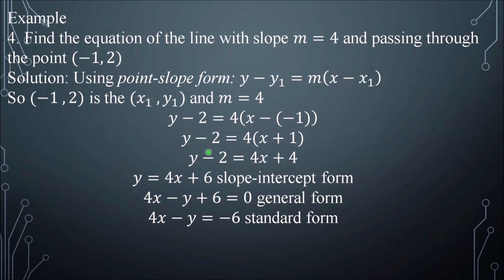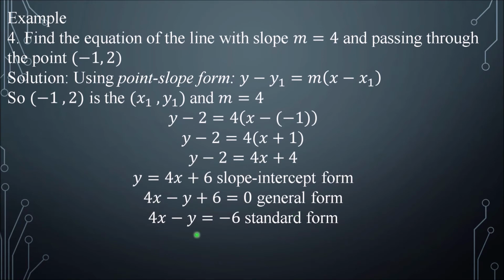Then we transfer negative 2 to the other side, so that will be 4 plus 2, so that's 6. So this is the slope-intercept form. Now changing this to general form because there's no denominator here. All we need to do is to transfer y to the other side. So 4x minus y plus 6 equals 0. So that's the general form.